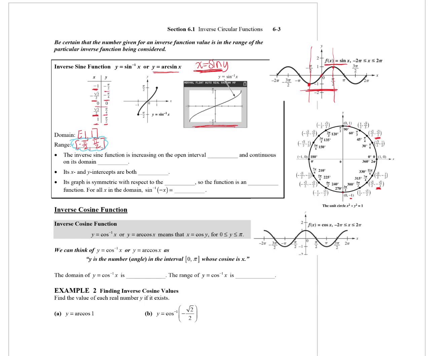The inverse sine function is increasing on the open interval from -1 to 1. And it's also continuous on its domain, including the endpoints, so from -1 to 1. The x and the y intercepts are both (0, 0). You can see that on this graph. The graph is symmetric with respect to the origin, so the function is an odd function. For all x in the domain, the inverse sine of -x is the same thing as negative inverse sine of x.